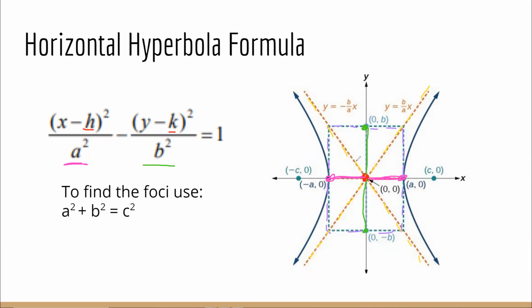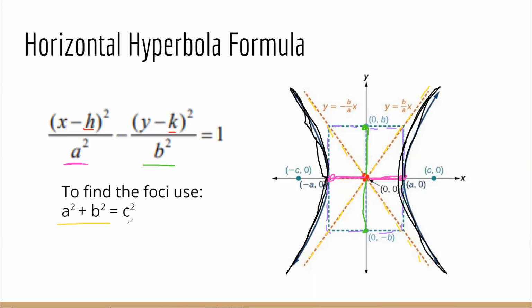So once you have those asymptotes, then you take your vertices and you draw the hyperbola to go through the vertices, but get infinitely closer to the asymptotes. Depending on where the asymptotes go, that's how wide or how narrow you want your hyperbola to be. And to find your foci, use the Pythagorean Theorem.